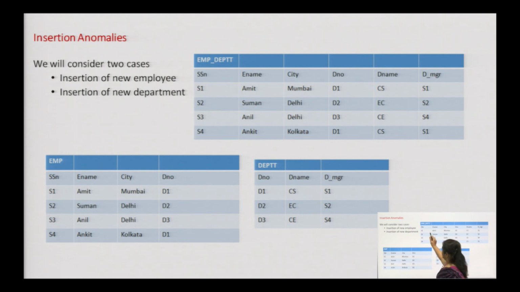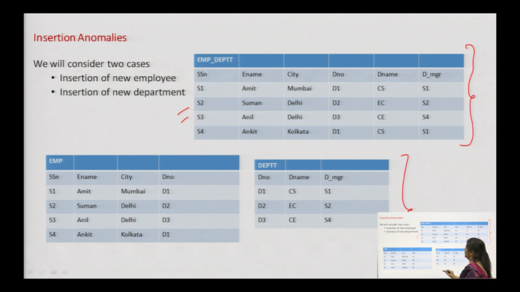In the first case, this is an instance of employee department, and in the second design, this is the instance of employee and this is the instance of department. Again, this is one design and this is the second design, which contains two relations. The set of attributes is the same. Now, we will consider two cases: insertion of a new employee and insertion of a new department.